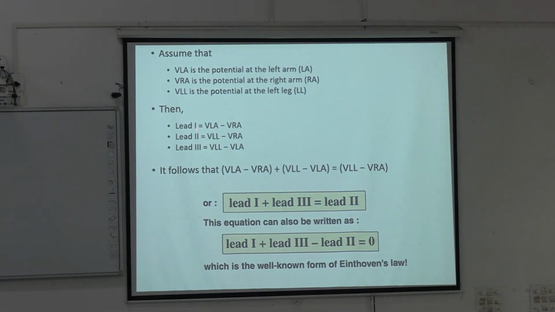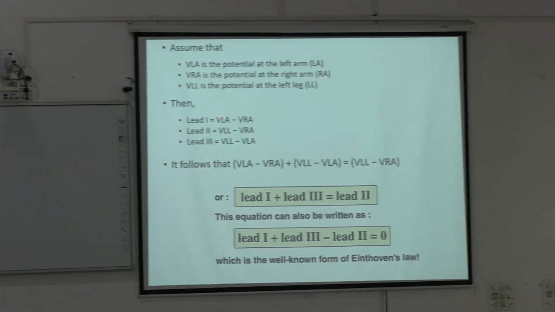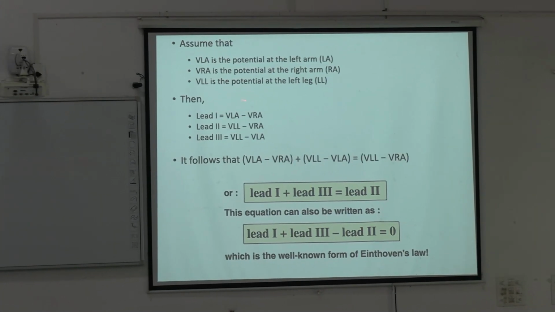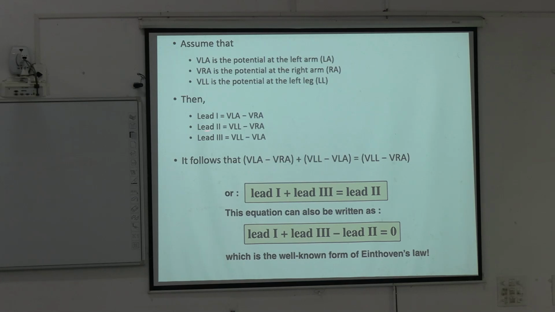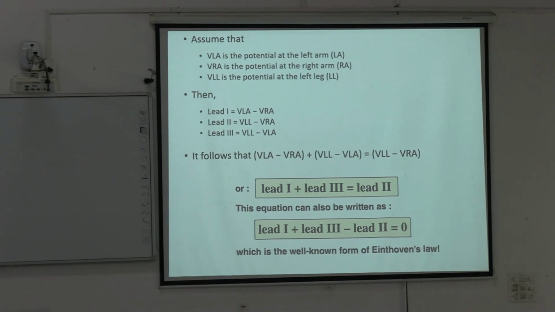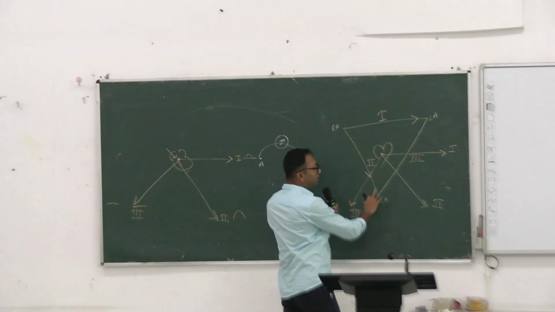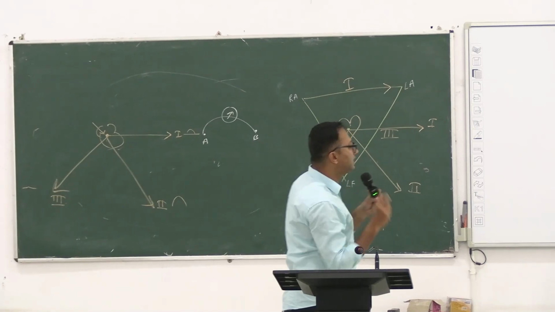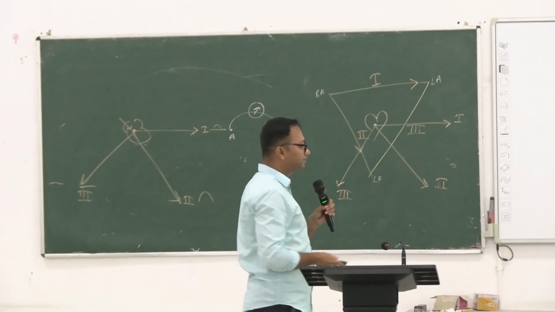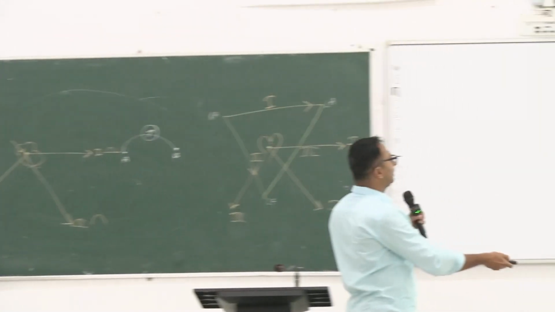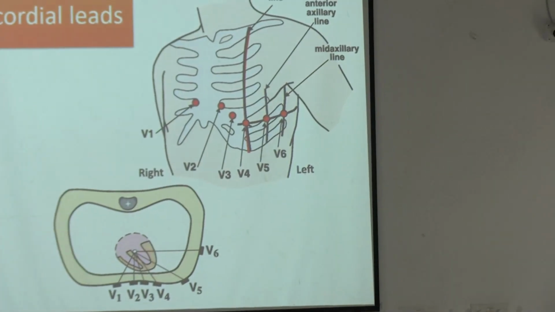Okay, so lead 1 is LA minus RA, matlab V, matlab voltage at LA minus voltage at RA, right? Similarly, lead 2 is LL minus RA, lead 3 is LL minus LA, right? And this is also the Einthoven's law, what I have just told. Okay? The combination of all the charges is 0. That means VRA, VLA, VLL is equal to 0, and also lead 1 plus lead 3 is equal to lead 2. This is Einthoven's formula. Okay, these are told already.